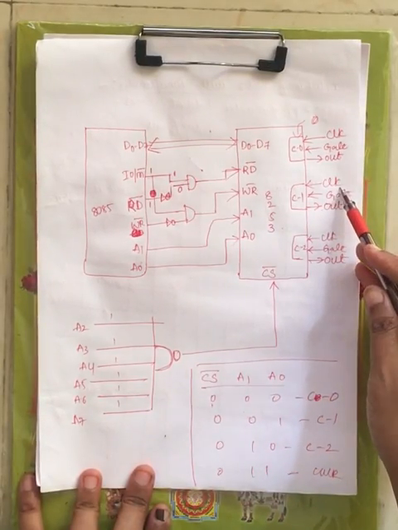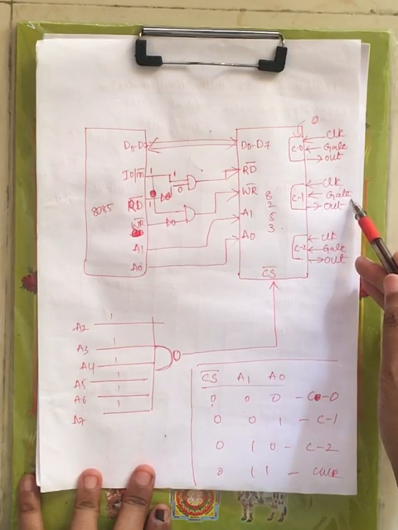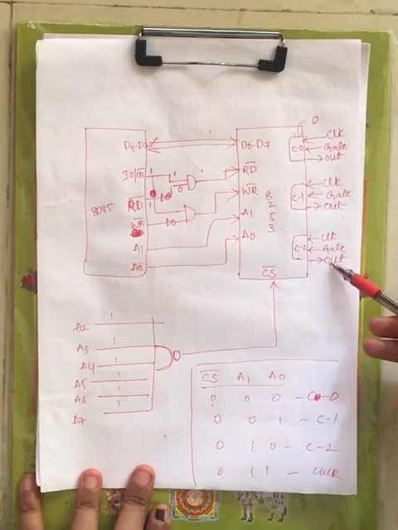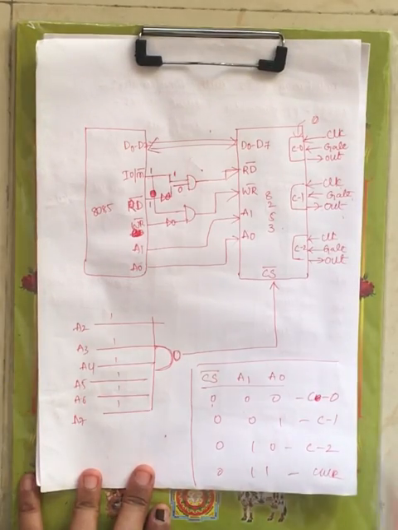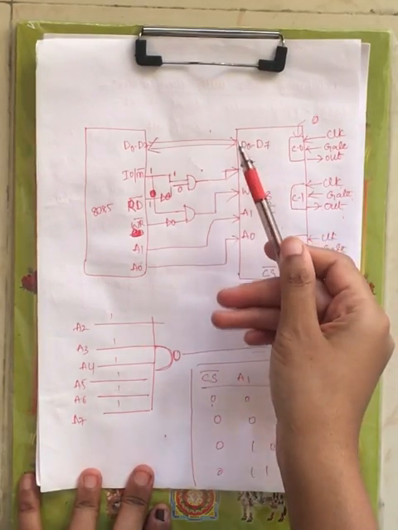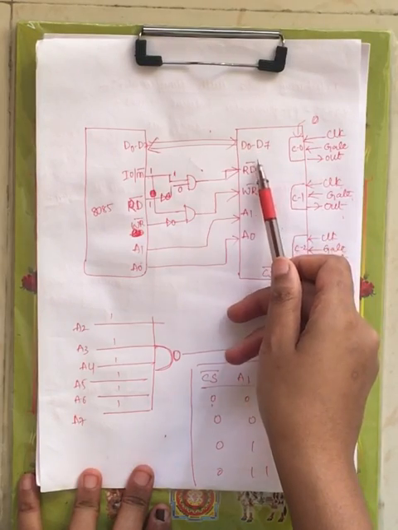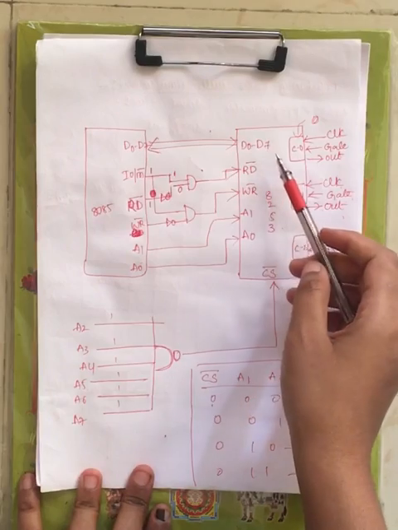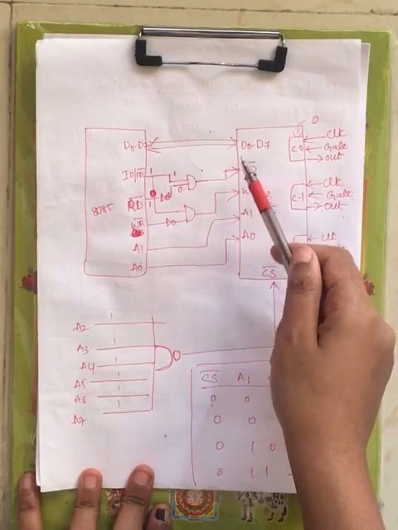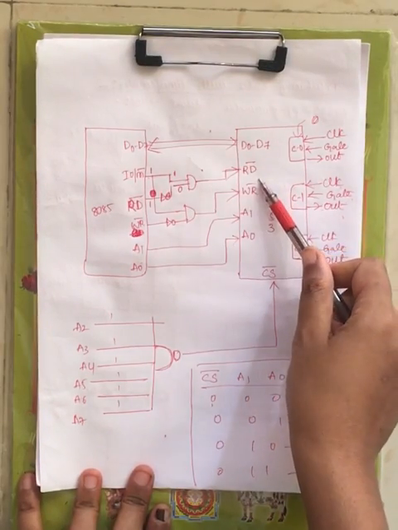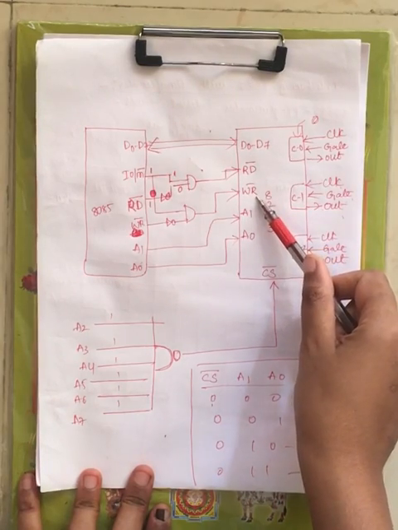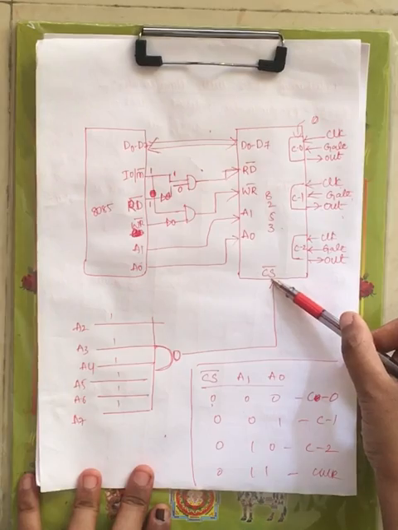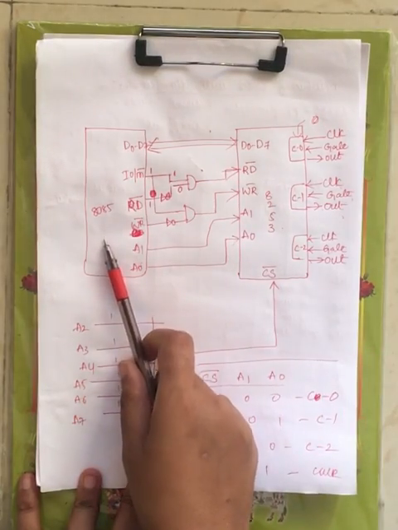Clock signal is provided at this pin. Next you have the input pin gate, and the output is collected through this out. Similar for the other counter. And next you have the data bus buffer. 8253 has an 8-bit data bus through which 8-bit data can be used for reading or writing. Next you have the read signal, the write signal, address lines A1, A0, and chip selection. Now coming to 8085.